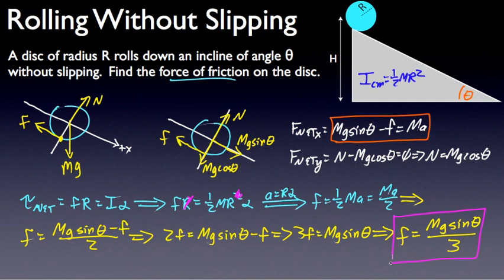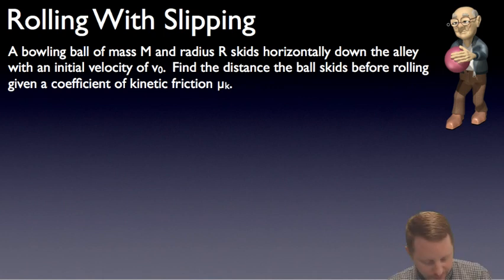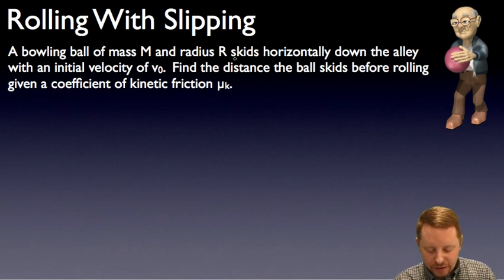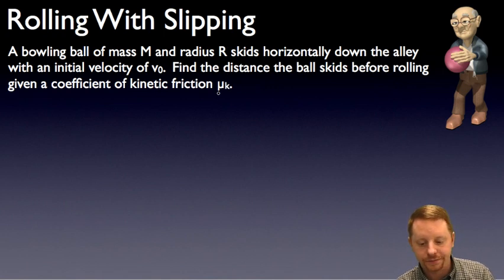Let's try one more problem, this time some rolling with slipping. And this is going to be a bit more in-depth, so take your time on this one. There's a lot to it. So let's see where we go here. A bowling ball of mass m and radius r skids horizontally down the alley with an initial velocity of v0. And when I say that it skids, let's assume that as it begins, it has no rotational motion whatsoever. It's pure translational motion. Of course, as it slows down, as friction starts to take hold, eventually it'll start rolling. Let's find the distance the ball skids before it starts rolling, given some coefficient of kinetic friction.